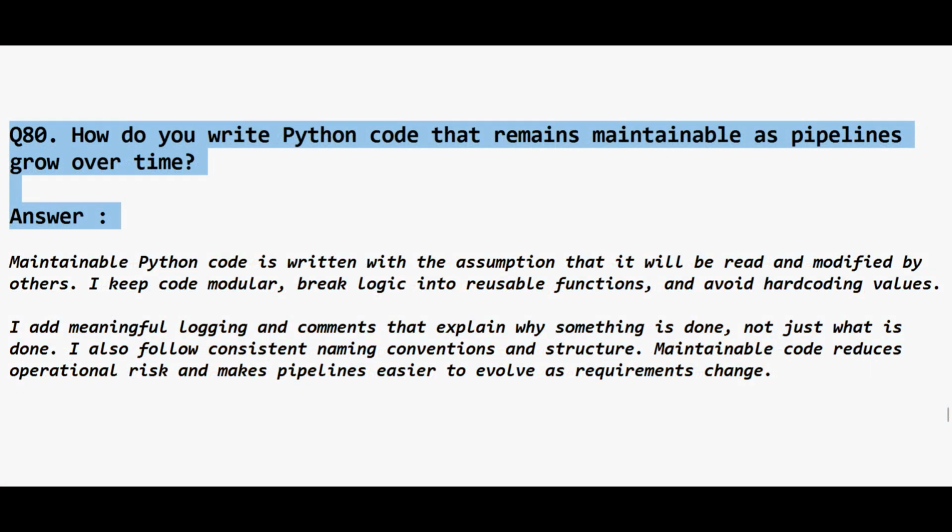Question 80. How do you write Python code that remains maintainable as pipelines grow over time? Answer. Maintainable Python code is written with the assumption that it will be read and modified by others. I keep code modular, break logic into reusable functions, and avoid hard-coding values. I add meaningful logging and comments that explain why something is done, not just what is done. I also follow consistent naming conventions and structure. Maintainable code reduces operational risk and makes pipelines easier to evolve as requirements change.